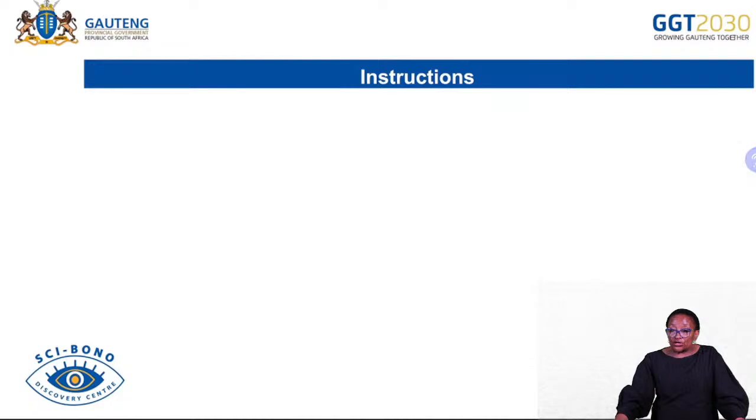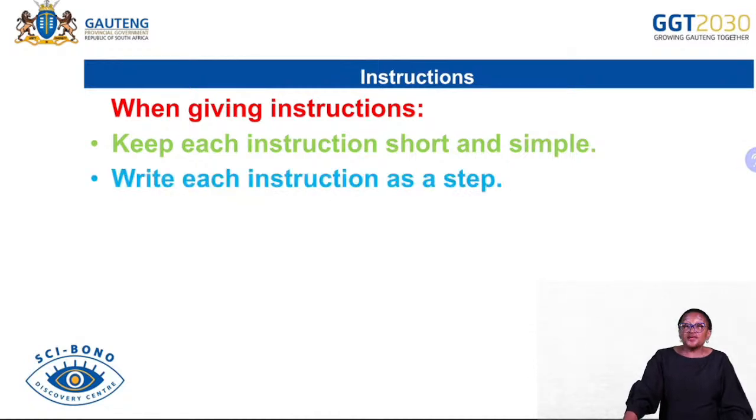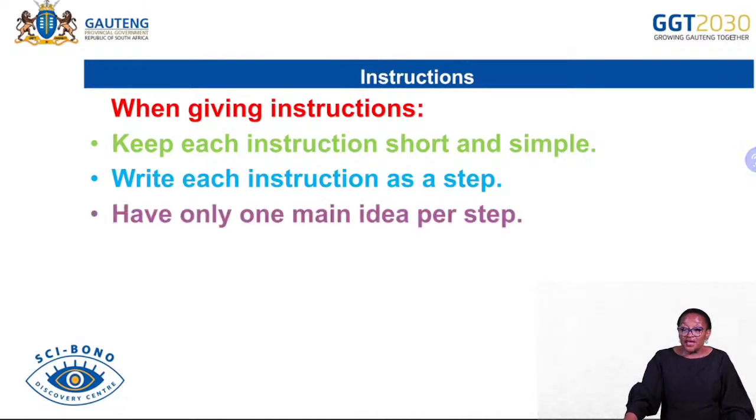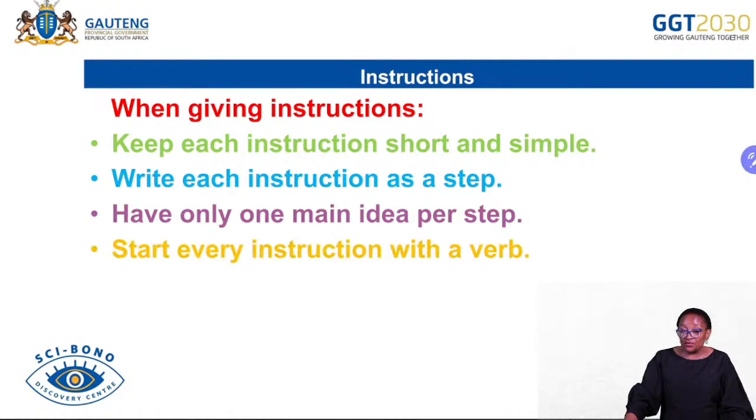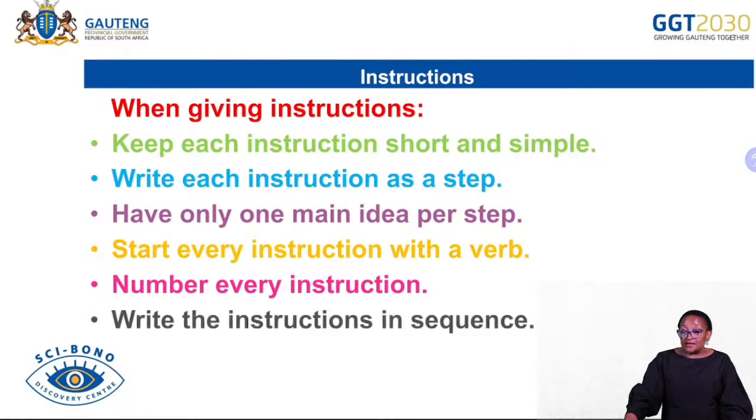So let's have a look at instructions. When giving instructions, keep each instruction short and simple. Write each instruction as a step. Have only one main idea per step. You need to start every instruction with a verb. What is a verb? A doing word. Number every instruction. Write the instructions in sequence.